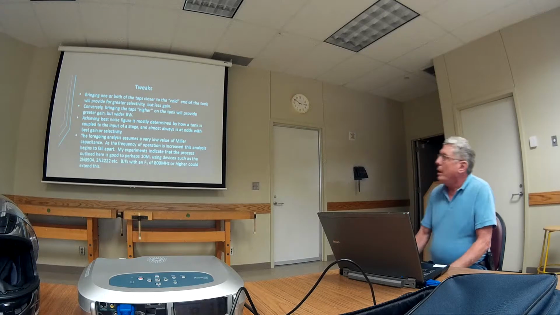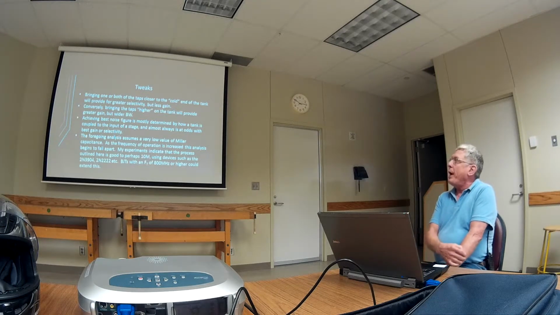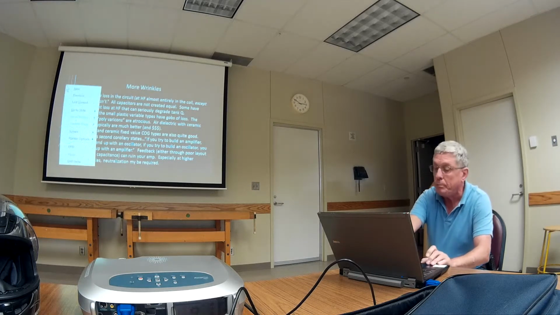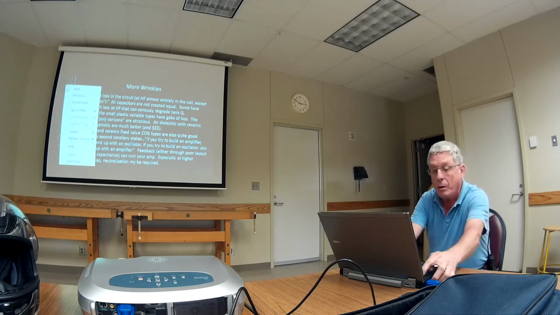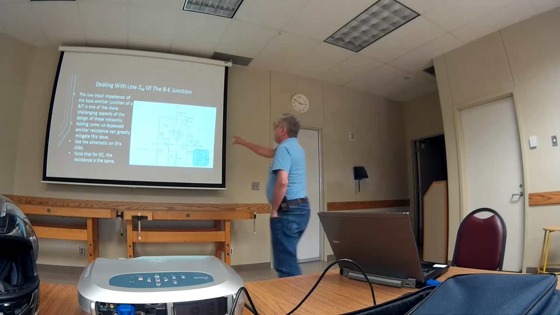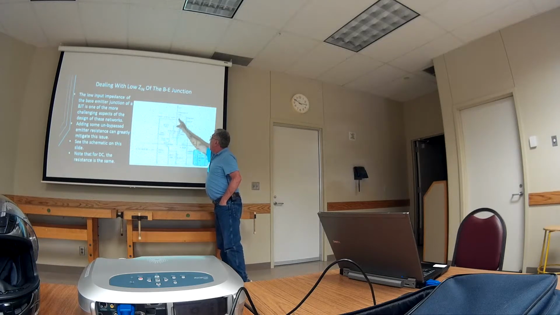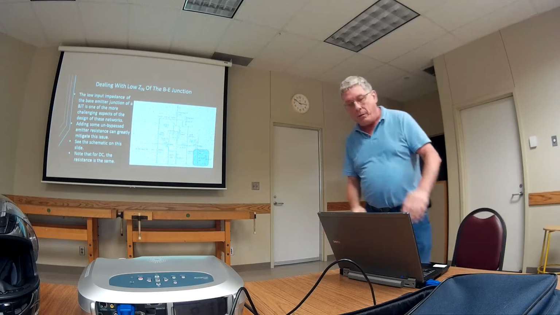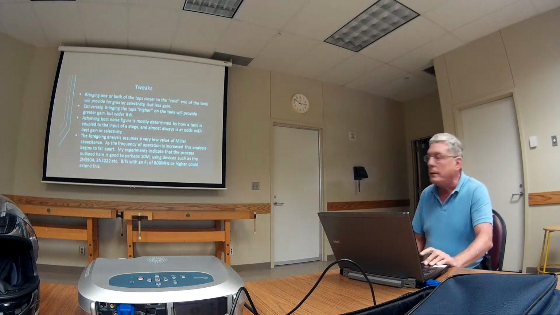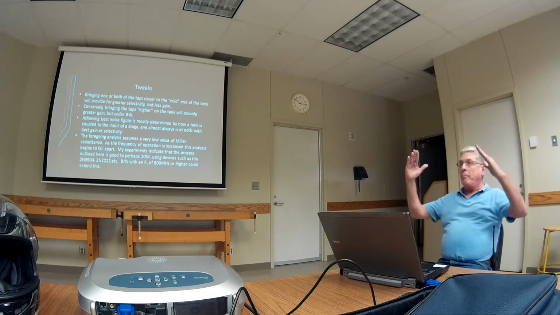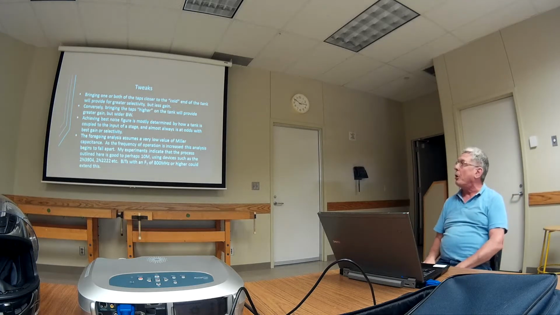Tweaks. Bringing one or both of the taps closer to the cold end of the tank. Cold end of the tank is up here. This is at RF ground via that. So if you move those taps closer to the cold end, you'll get better selectivity. You're not going to load the tank as much, and that bell curve is going to close in, get sharper. But you're not going to get as much gain.